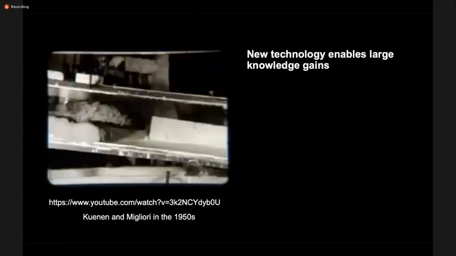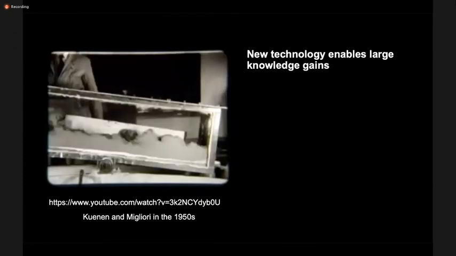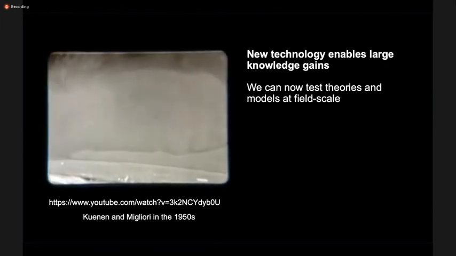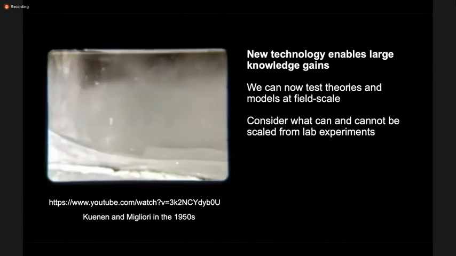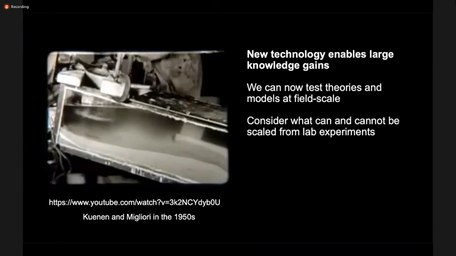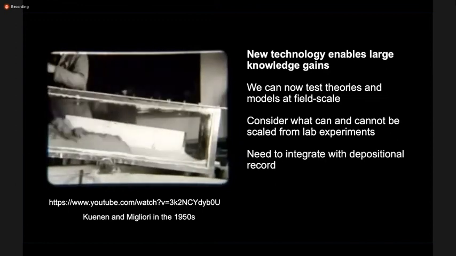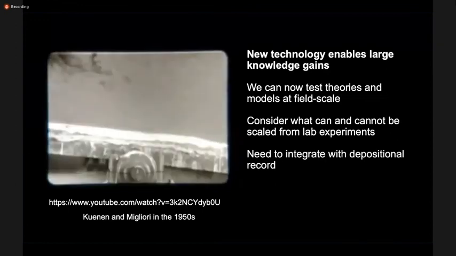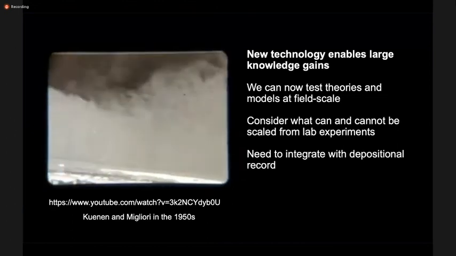And I think the big step changes in turbidity current research have largely come from step changes in technology or different methods of data acquisition. So we are still continuing to learn by seminal work such as Kuenen and Migliorini in the 1950s. We can start to test some of those theories and other theories based on deposits and flume tanks at field scale. We can start to consider what we can and can't scale from lab experiments. There's a growing need to integrate with the depositional record and understand the frequency and magnitude scale of these events.